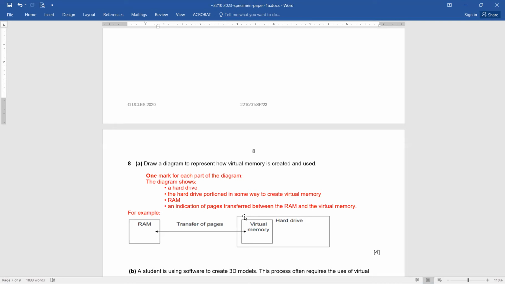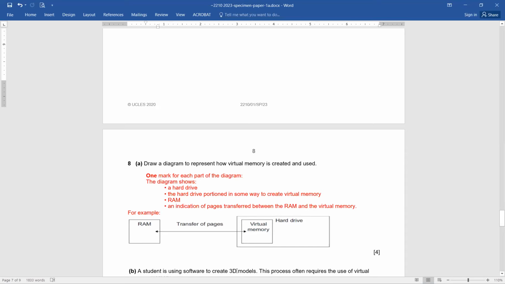And just as an example, you can see RAM is drawn, then we have the hard drive, and there is virtual memory being drawn as a part of your hard drive, and then there is an arrow showing the transfer of pages, and that will constitute your complete diagram. In this manner, you will be able to score 4 out of 4, because every single thing, like RAM, 1 mark, transfer of pages, 1 mark, hard drive, 1 mark, and virtual memory drawn as a part of the hard drive, 1 mark. It means in this manner, you will be able to score 4 out of 4.